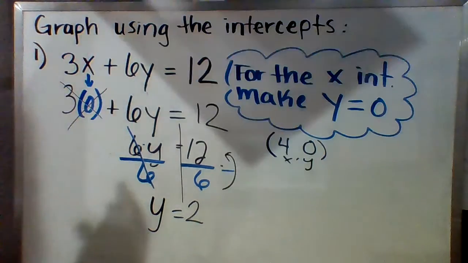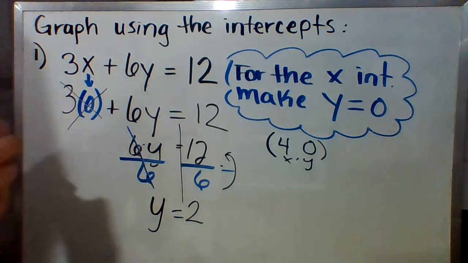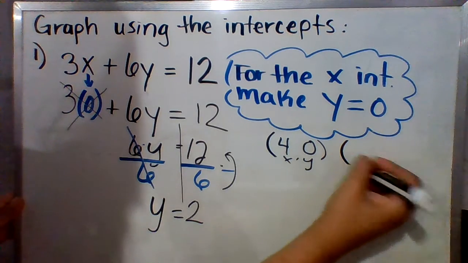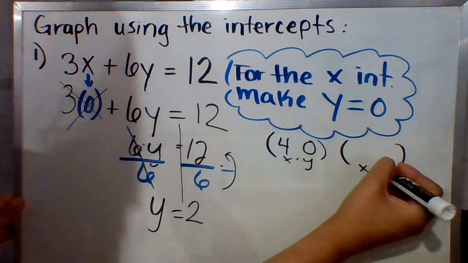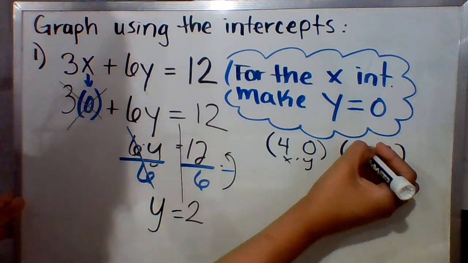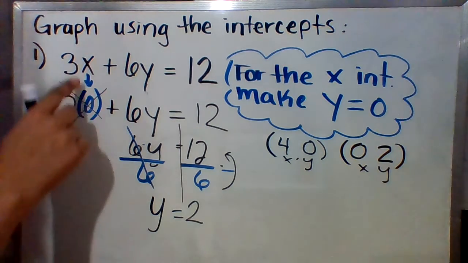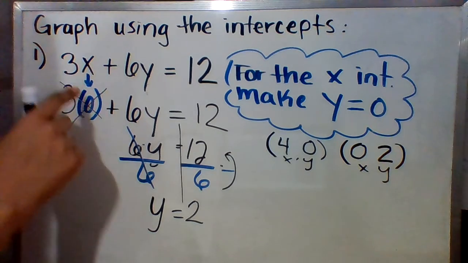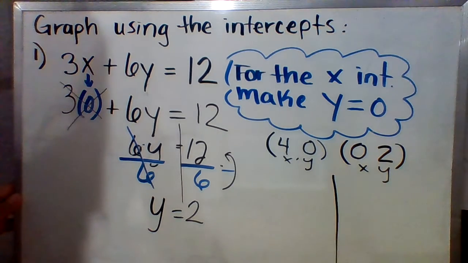I can go ahead and write it with my ordered pair form. So the x and the y. Y equals 2, and my x equaled 0. Remember, we plugged in a 0 for the x. Now I can graph these.